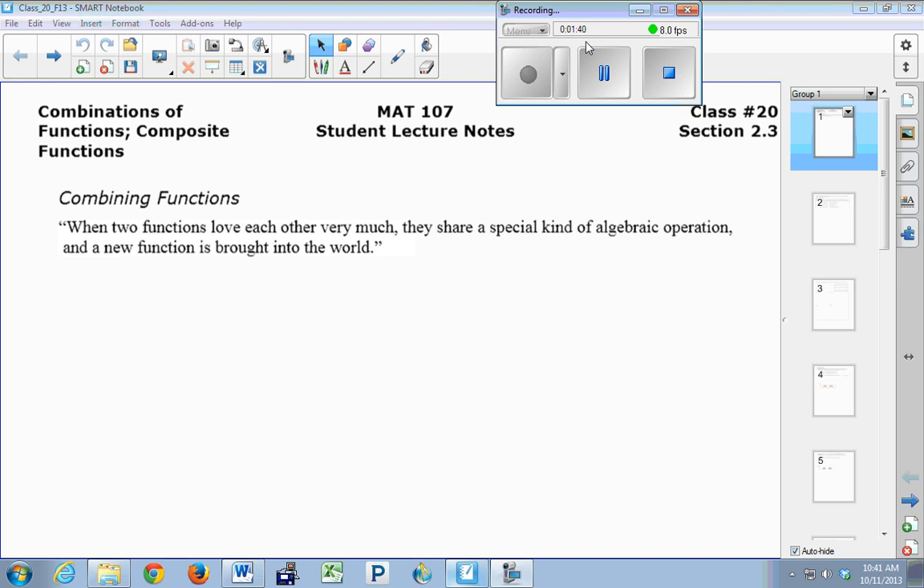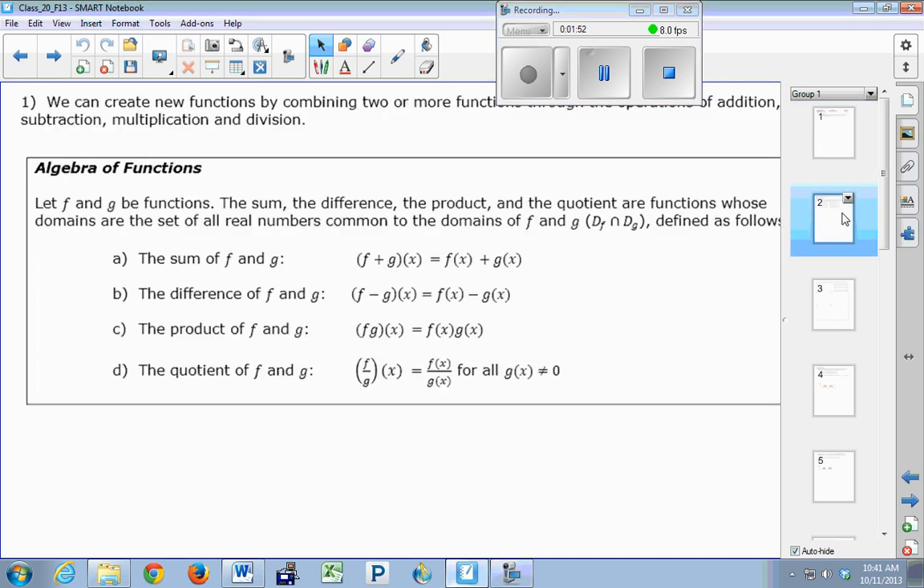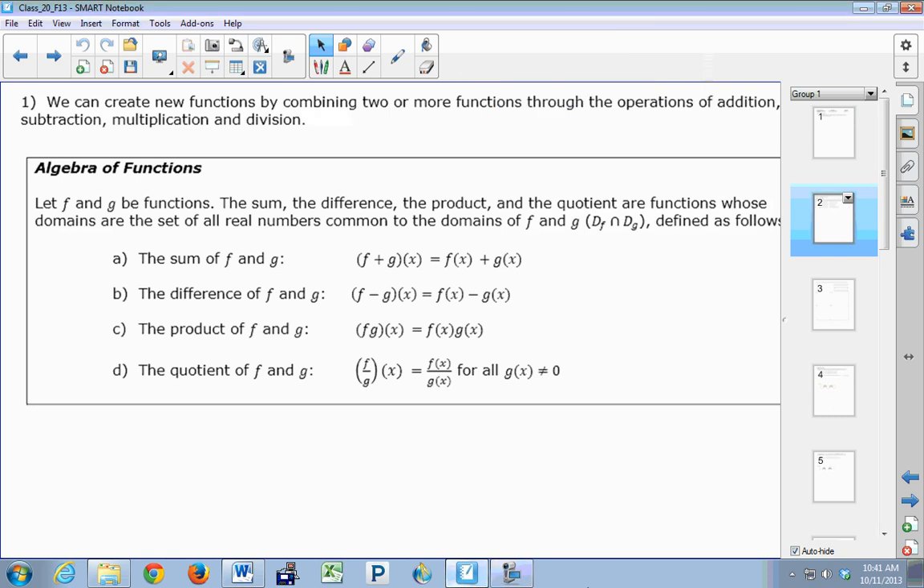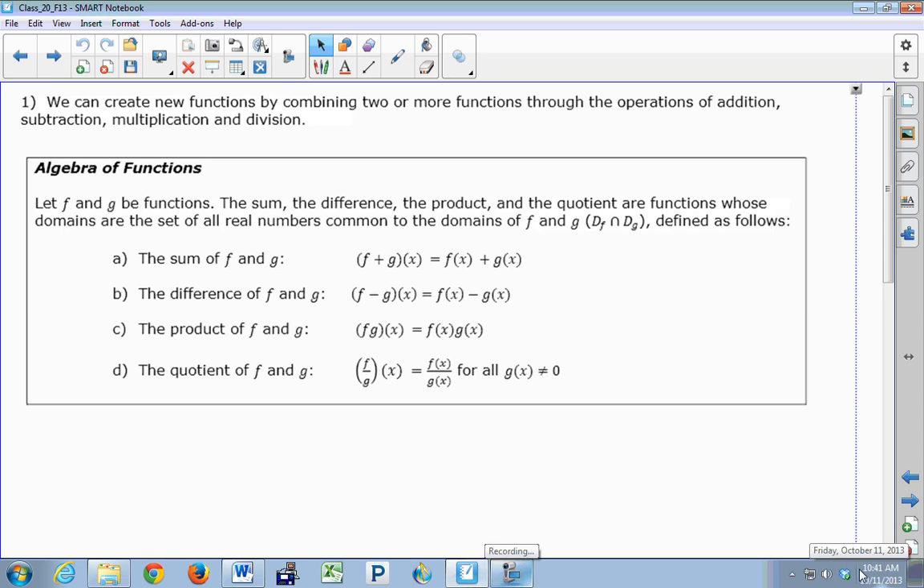Yes, very good. Okay, so today we're going to be finding ways to create new functions from 2 or more functions. And one of those ways is to create new functions through our operations of addition, subtraction, multiplication, and division. So someone want to read what's in the beginning of this box for us, Shane?